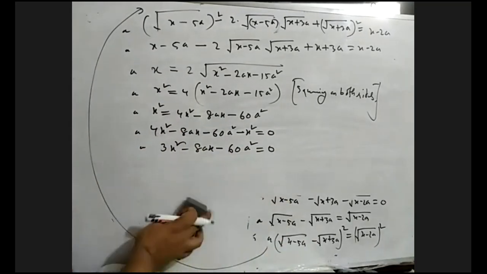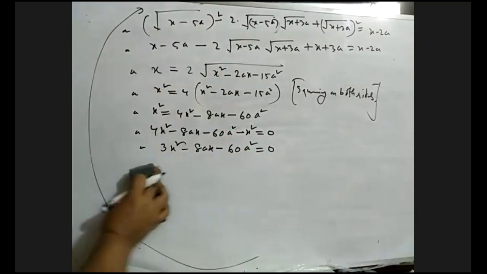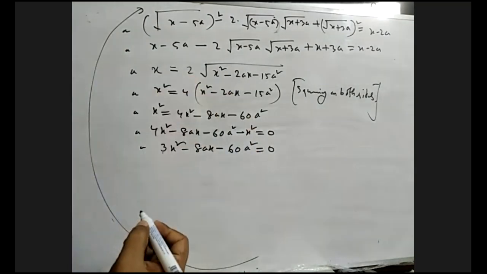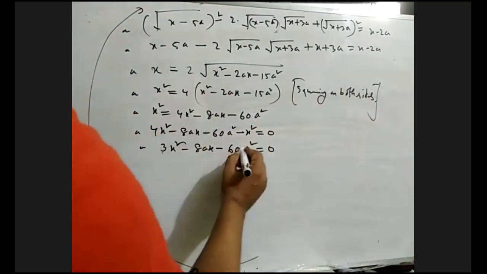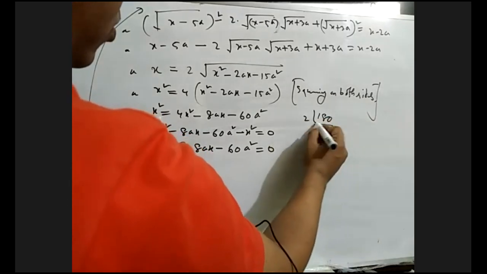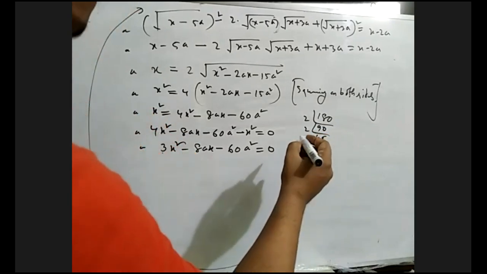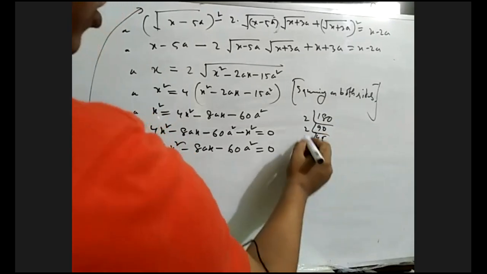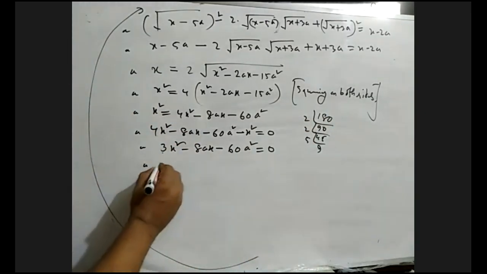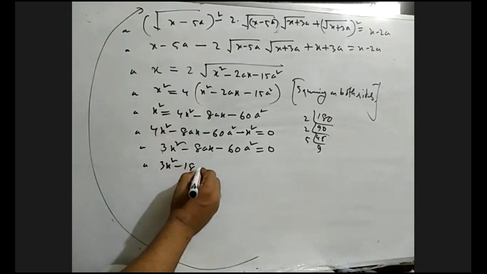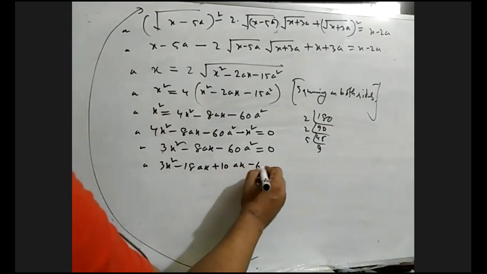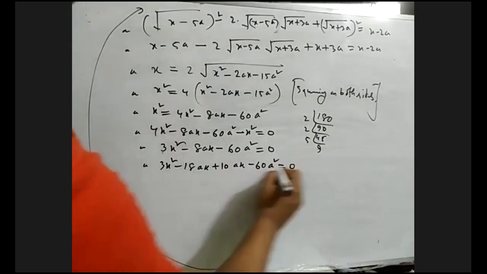So from this line, by middle term factor, we can write 3 and 60 will be multiplied. Okay, then we get what? 3 and 60 multiply what? 180. Okay, from this we get 2 dividing by 2, 45, and from here 9. So 9 to the 18 and 5 to the 10. So 18x, this can be written as 3x square minus 18x plus 10x minus 60a square equals to 0.